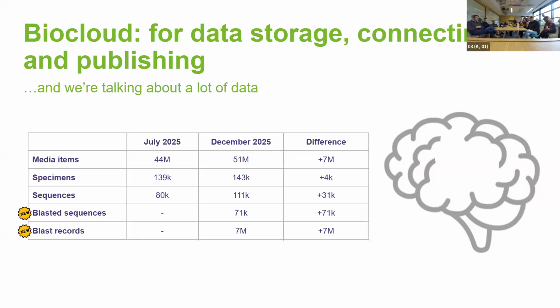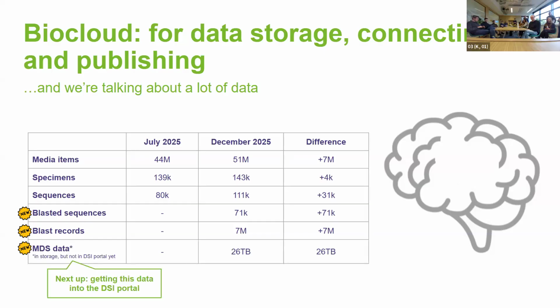So the media items, specimens, and sequences, that was already collected. But now, as you've just heard, we've also added blasting results. So we've blasted more than 70,000 specimen sequences. But for each of them, you get 100 results back. So we're already having 7 million records there. So we're talking about a lot of data. So that's where our expertise comes in.